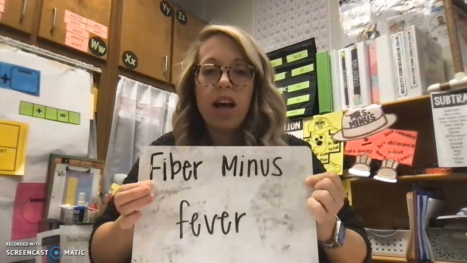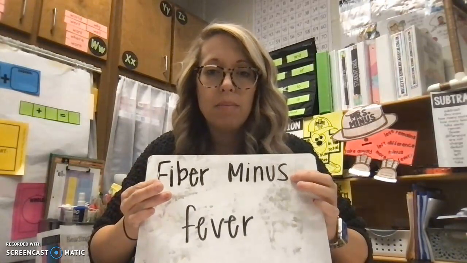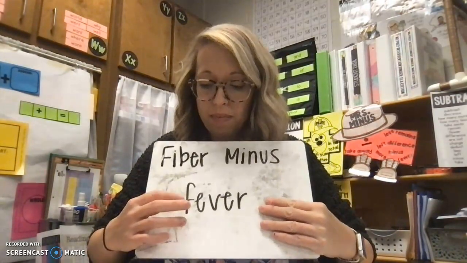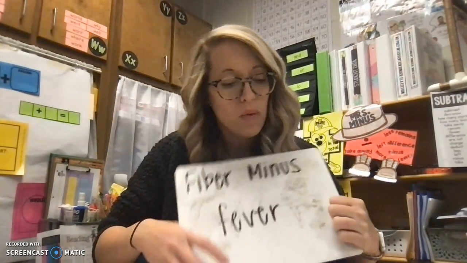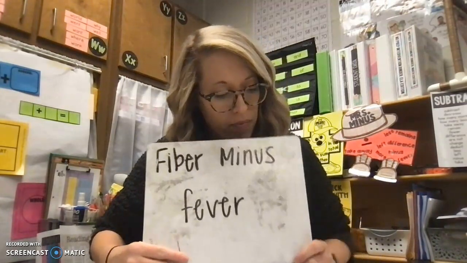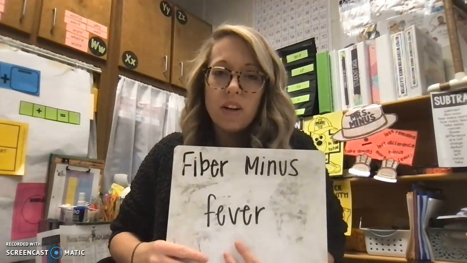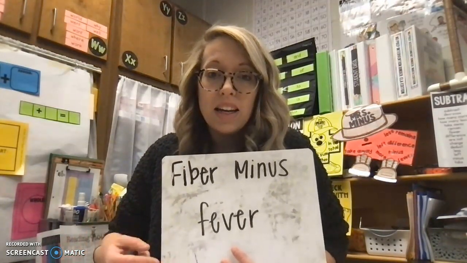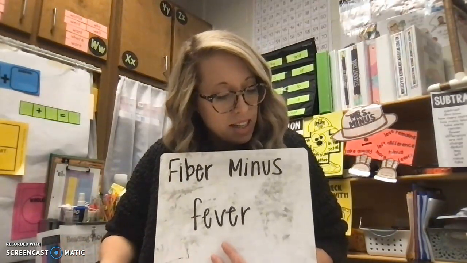Fiber. Minus. This last one right here. Fever. Okay, what do you notice about these words? Yeah, all the vowels are saying their names. So, for example, fiber, I is saying its name. Minus, the I is saying its name. Fever, the E is saying its name.